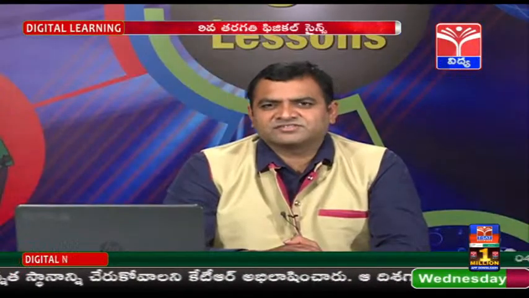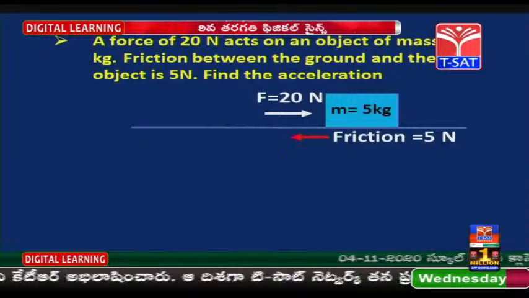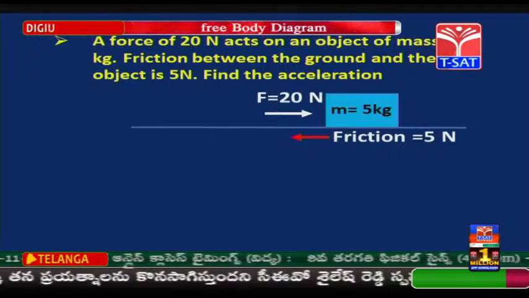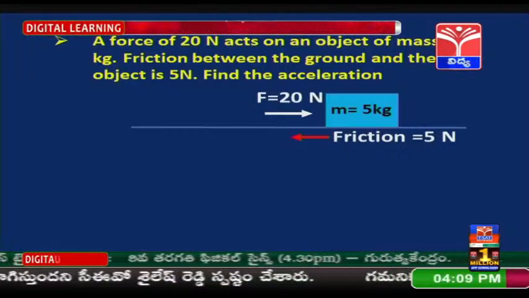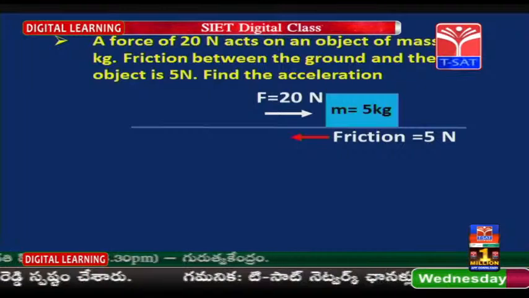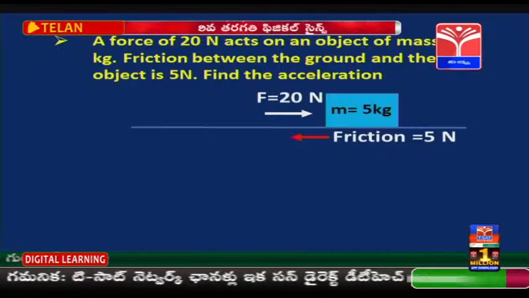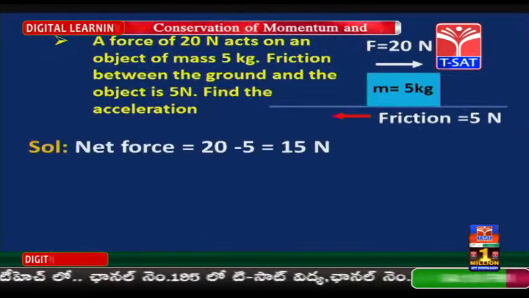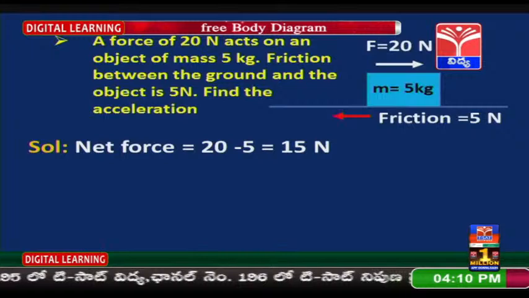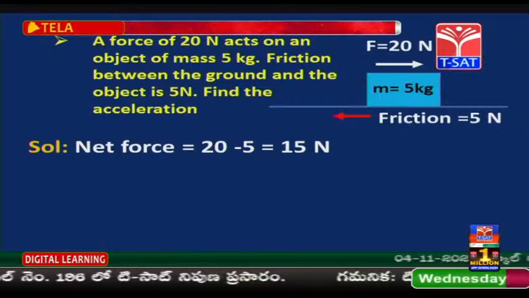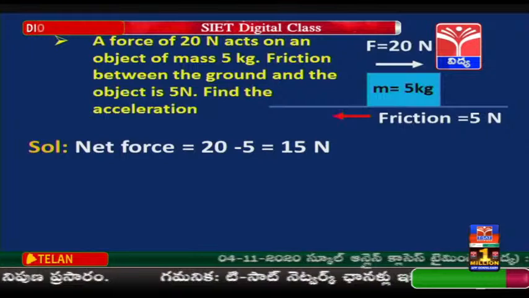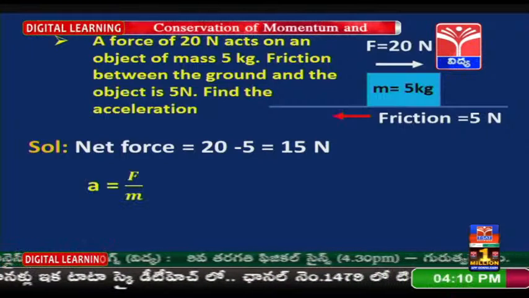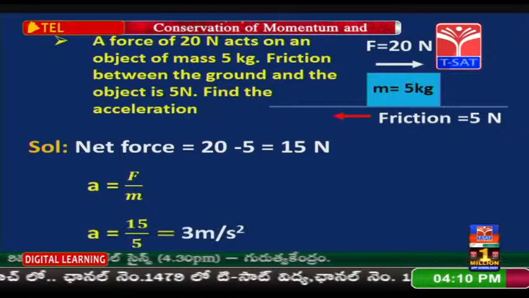Here is another question. A force of 20 Newton acts on the same object of mass 5 kg. Friction between the ground and the object is 5 Newton. Find the acceleration. Here an extra quantity, that is frictional force, is given. To find the acceleration, we should find the net force, that is external force 20 Newton minus frictional force 5 Newton, which is 15 Newton. So, acceleration is equal to force by mass, which is 15 by 5, 3 meter per second square.